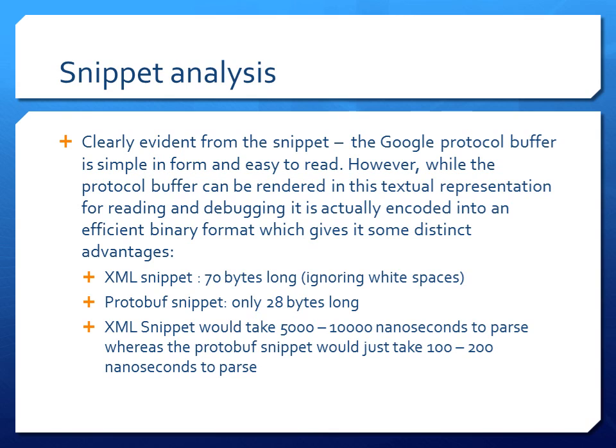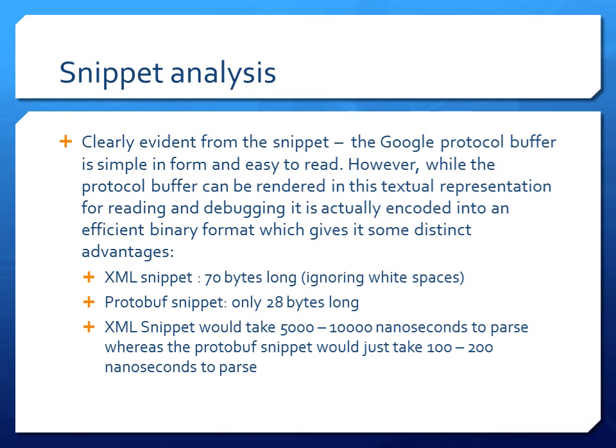So if you look at it, the Google protocol buffer is easy to read. It's, again, only rendered in that textual format for reading and debugging, and it's put into that byte array when it's sent across the wire. So that XML snippet that we were looking at was 70 bytes long, and the protocol buffer snippet, which contained the same data, was only 28 bytes long.